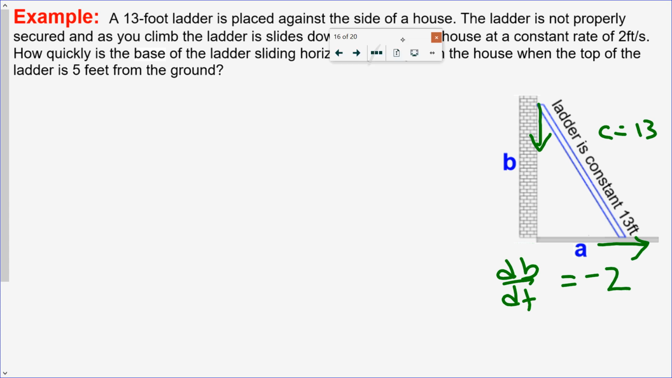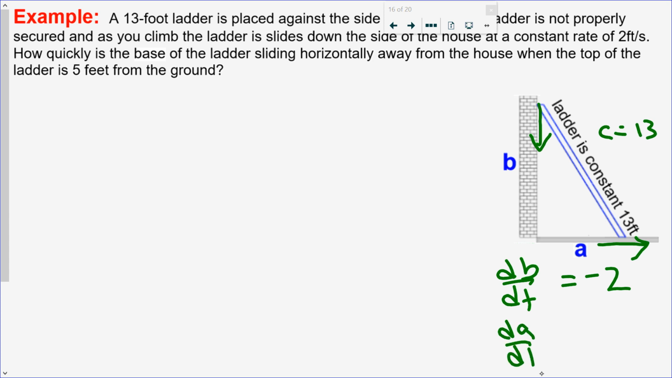I want to know how fast the base of the ladder is sliding away. And it's sliding away when the top of the ladder is 5 feet from the ground. So in other words, when b is equal to 5. So that's all the information that I'm given. So I need to come up with a formula that's going to relate these sides of the triangle together. And I think the best way to do that would be with the Pythagorean relationship.